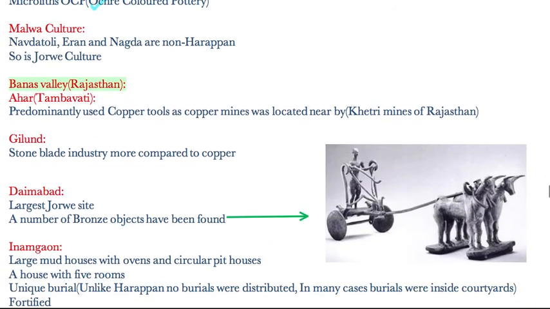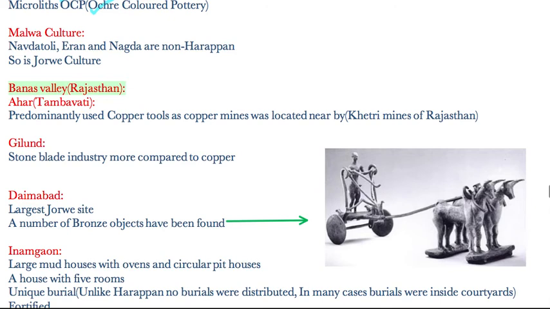And then we'll come to the Malwa culture. They were not contemporary to the Harappan people, and some of the sites here are Navdatoli, Eran and Nagda. These are non-Harappan, and Jorwe culture was also non-Harappan.